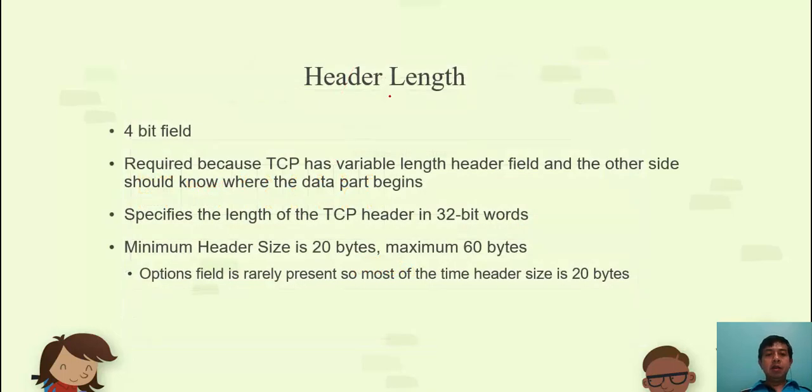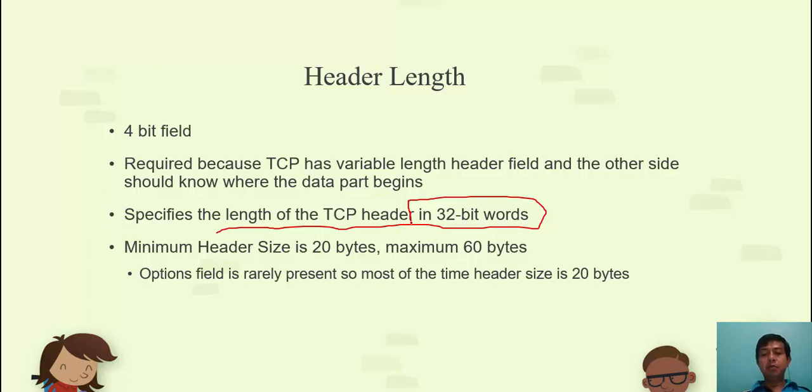The catch is that this header field specifies the length of the TCP header in 32-bit words. Now what does it mean? It simply means how many 32-bit words are present in the TCP header, that's all. It does not specify something like 2 bytes or 3 bytes or 4 bytes. It specifies in terms of 32-bit words.